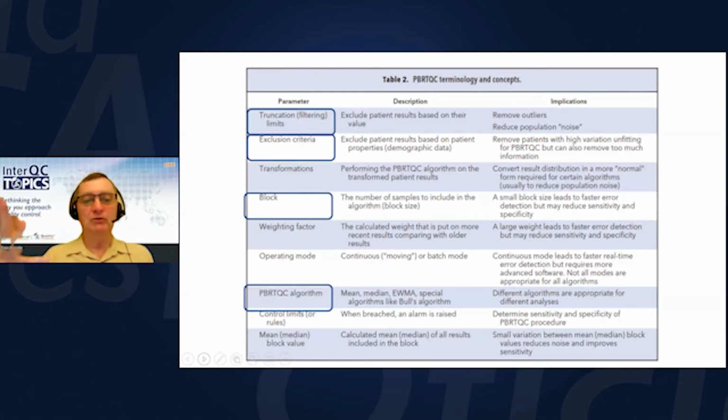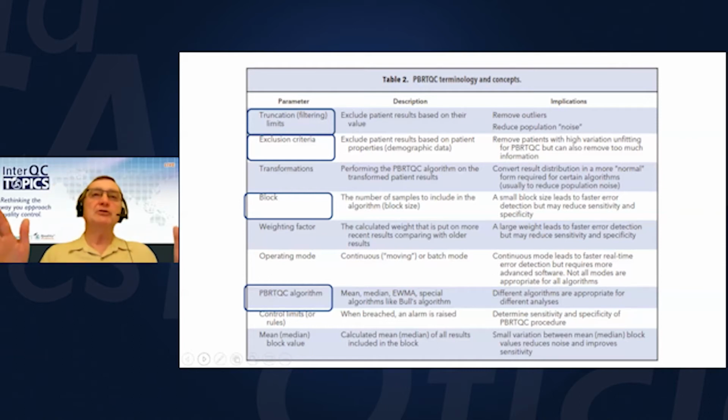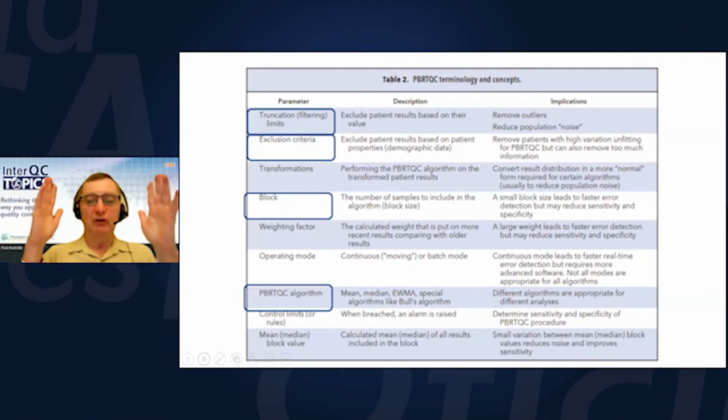So you want a block size. And the block sizes vary. They can be quite small, 5 or 7, or they can be 70 or 80. But that's the number of patients that you take to work out your average. In fact, you can have different algorithms with different block sizes. So for sodium, for instance, you might want to take a block size of 10, so the last 10 patient sodiums, and take that as an average.